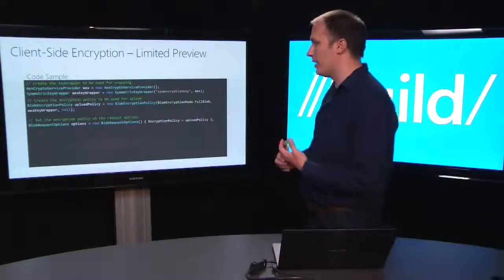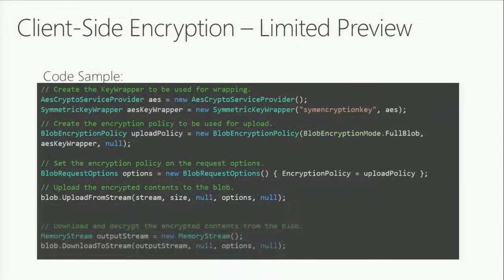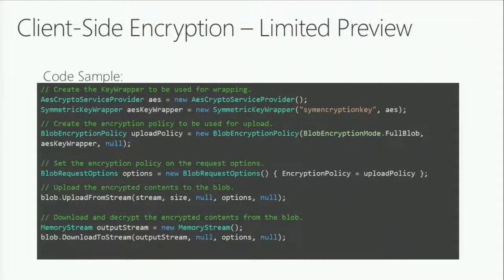And then set that on the commonly used blob request options. This was where we set parallelism and things like that earlier. So we just set the encryption policy now. And then finally, we just upload the blob. And this all happens transparently. This upload from stream, because it has that options provided, will result in an encrypted blob being uploaded, all the metadata being stored correctly. To download this blob, we can do exactly the same thing on the other end. We use the same options object that we did before, but again, all we have to do is download to stream using that options object, and all the decryption happens transparently.